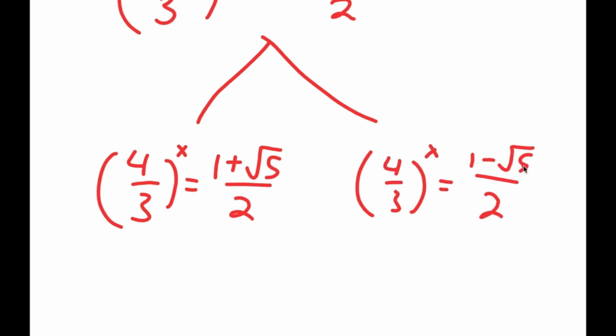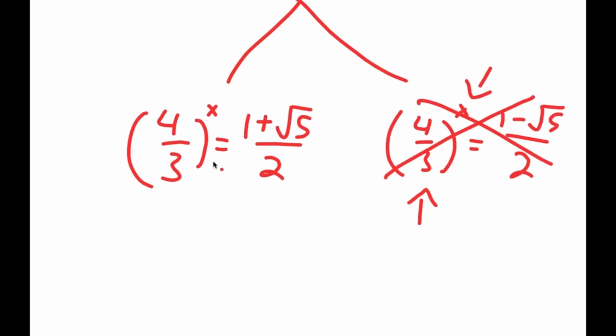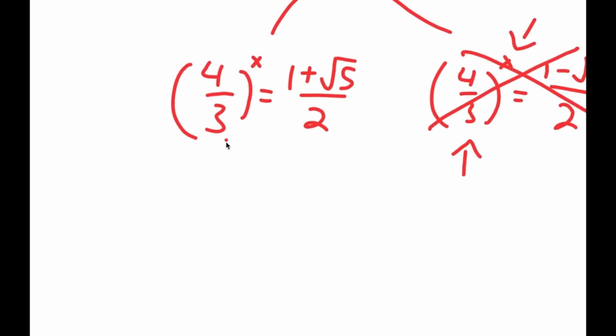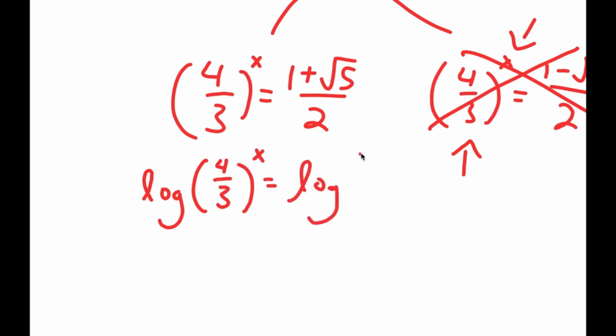Now 1 minus the square root of 5, that's going to be a negative number. And notice how this is a positive number to some power. Well, you can't take the power of a positive number and make it equal negative, meaning there's no solution to this equation, and all that's left is this equation. So to solve this equation, what I'm going to do is start by taking the log on both sides. So I get log of 4 over 3 to the power of x is equal to log of 1 plus the square root of 5 over 2.